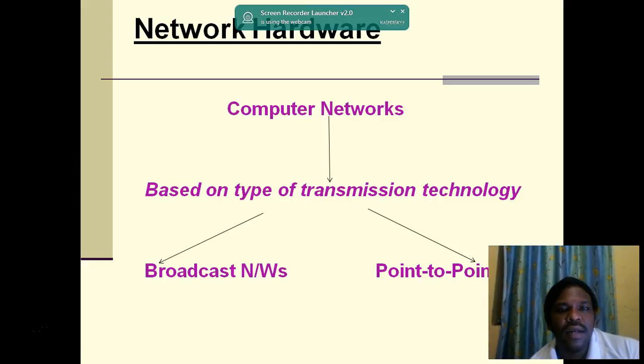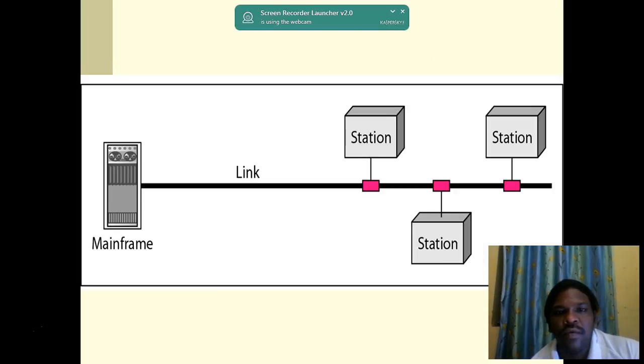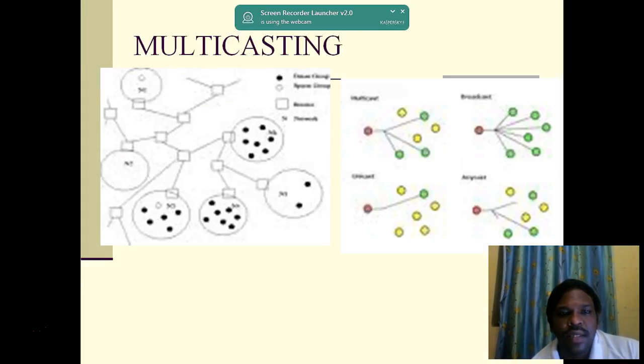So these are the different networks we have based upon the transmission technology. One is broadcast networks, the other is point to point. Broadcasting is like sending data to everybody. This is like one to all. When I say you stand up, everybody will stand up. That is what we call broadcasting. When I say girls stand up or boys stand up, it is going to a group of people. It is called multicasting.